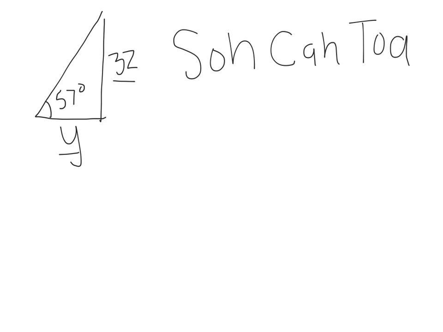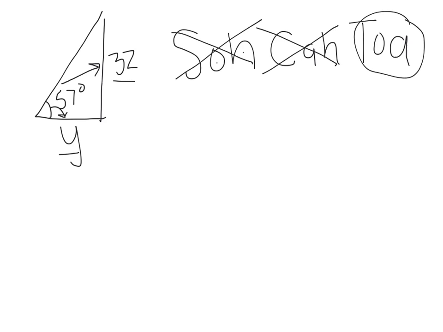So if I look at my angle, it is 57 and the opposite side is 32. Well, that gets rid of cosine because cosine doesn't use the opposite. Cosine only uses the adjacent and the hypotenuse. Now what I'm looking for from angle 57 is the adjacent side, which is going to get rid of sine because sine uses the opposite and the hypotenuse, which I'm not really looking for. So I know I'm going to be using tangent.